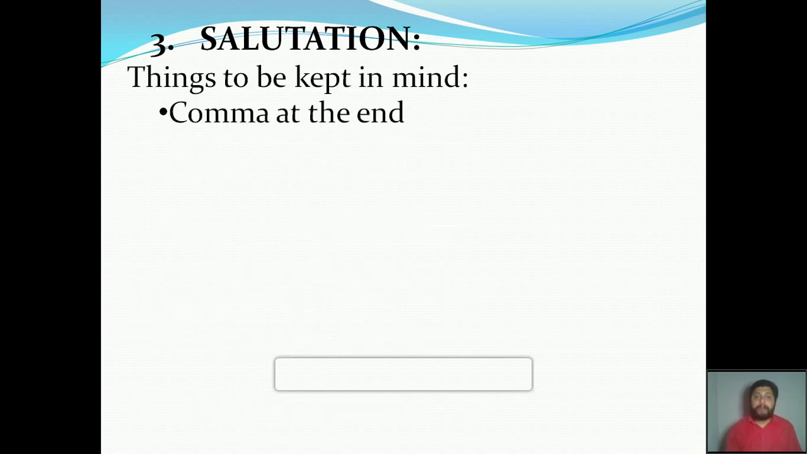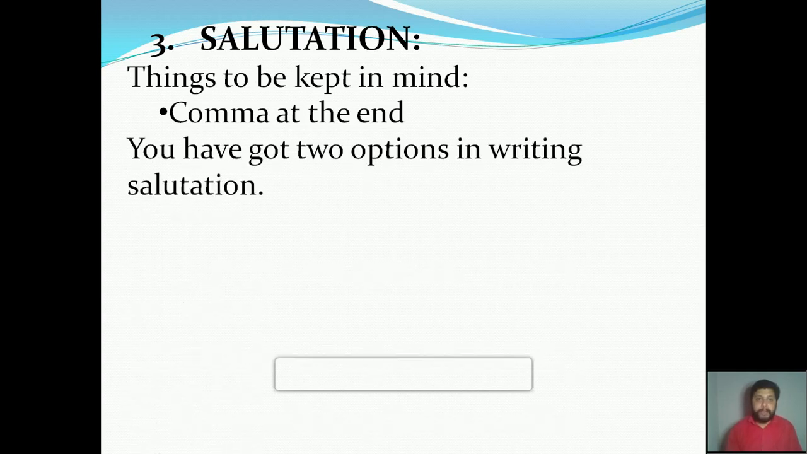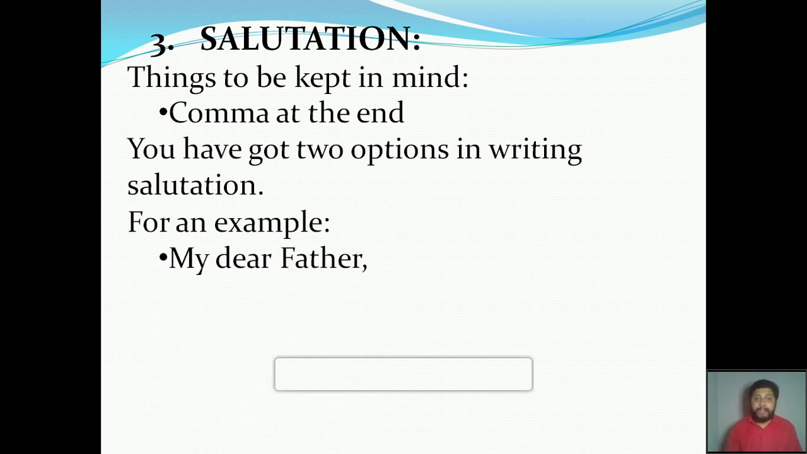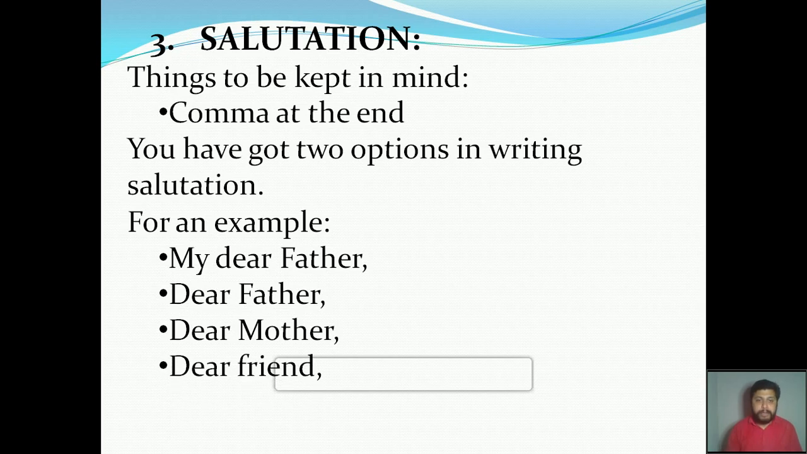The next element is salutation. Of course, when you write a letter to somebody, you have to salute the person, you have to address the person. Things to be kept in mind: comma at the end of the salutation. You have got 2 options in writing salutation. For example, my dear father, dear father. See the difference. So 2 options are there: my dear father, dear father. Any one of these options you can follow. Dear mother, dear friend. All of you keep in your mind, the F and M, when we address somebody, those letters should be uppercase, which means capital letter.